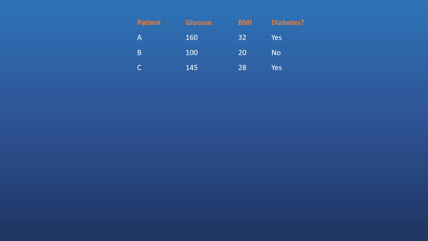Here is the table. Students, given a patient, there are 3 patients A, B, C. The table shows glucose level, BMI, and diabetes data.